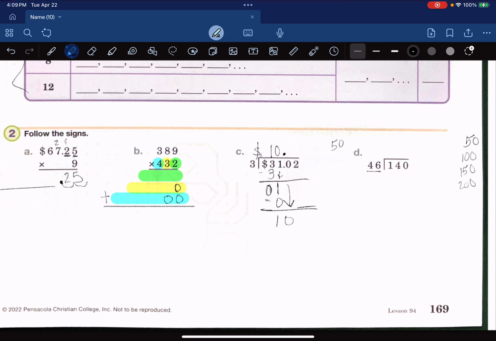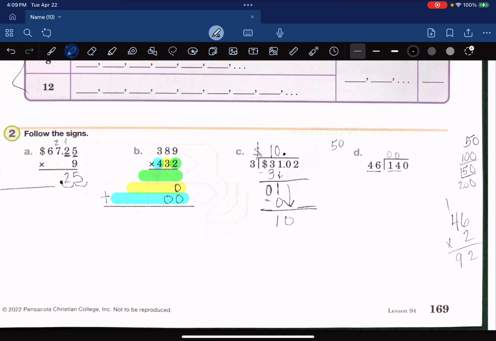Okay, well, because I know 46 doesn't go into 1, 46 doesn't go into 14. So, well, I see a 150 right here, but that's too much. Let me try 100. So I'm going to try 46 times 2. Okay, so 6 times 2 is 12. 2 times 4 is 8. 1 more is 9. 92. That doesn't seem like very much.